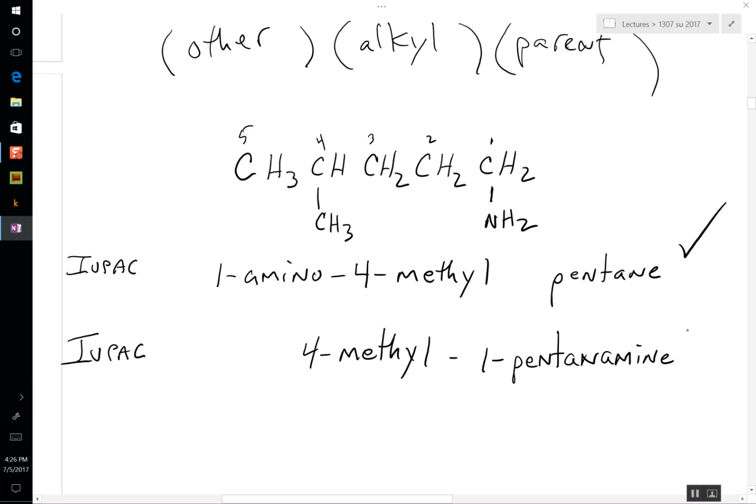These are both correct. The problem that I really had a question about was D, because it had the N plus and the Cl negative. I wasn't sure how we were supposed to name that. Oh, okay, there you go.